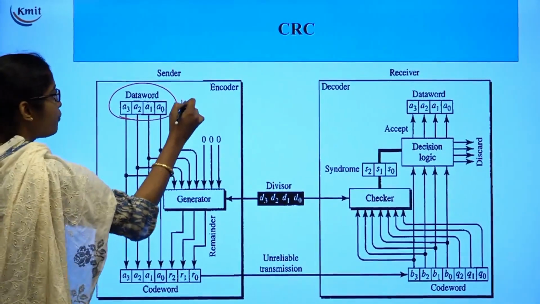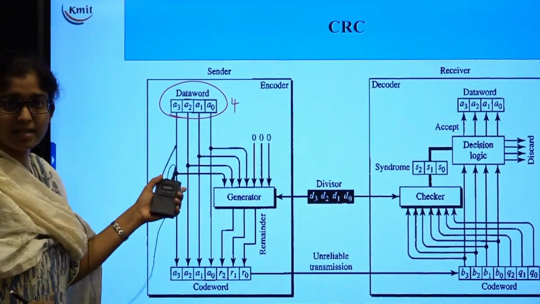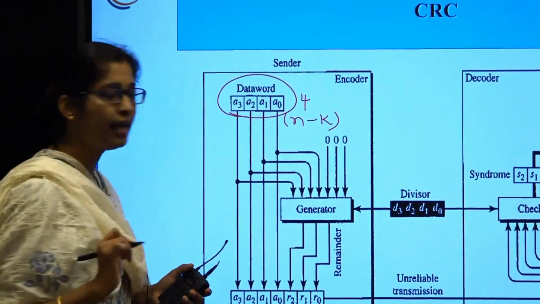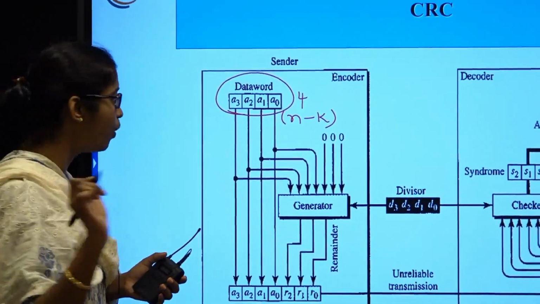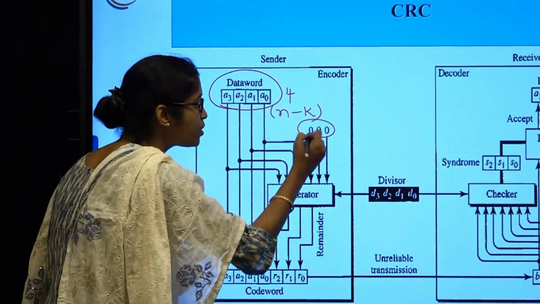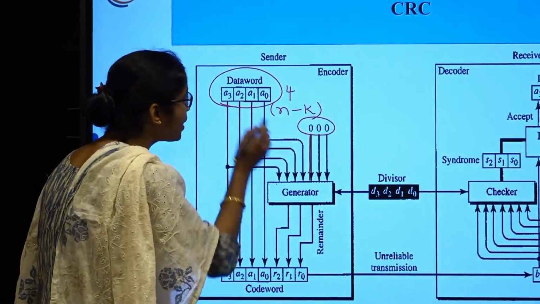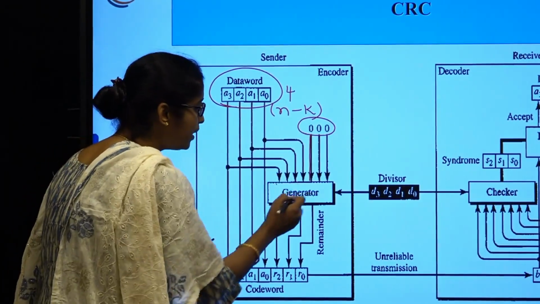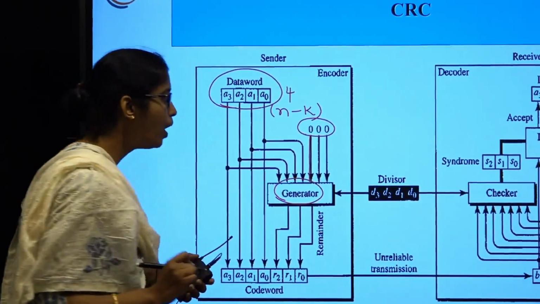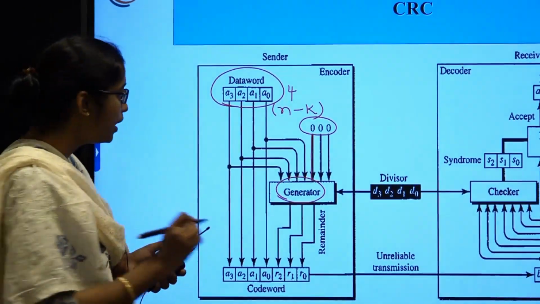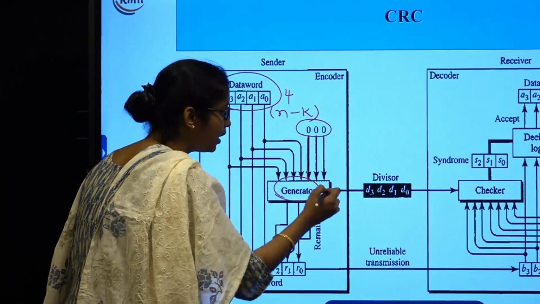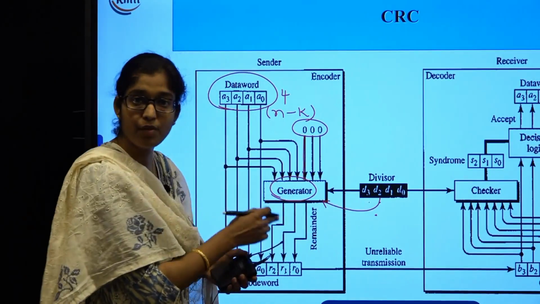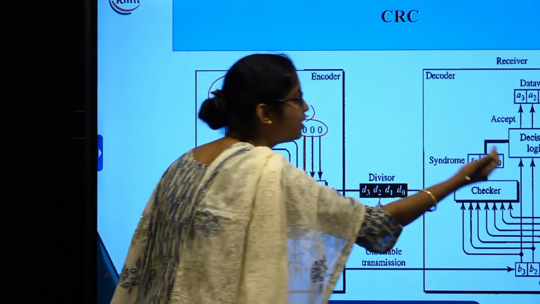My data word is 4 bits. To these 4 bits, how many redundant bits am I adding? N minus k, that is 7 minus 4, that is 3 extra zeros I am appending to the right side of the data word. Now this data word with the redundant bits goes to a generator. This generator will divide the code word with the divisor, and this divisor is the same divisor used by both the sender and the receiver.